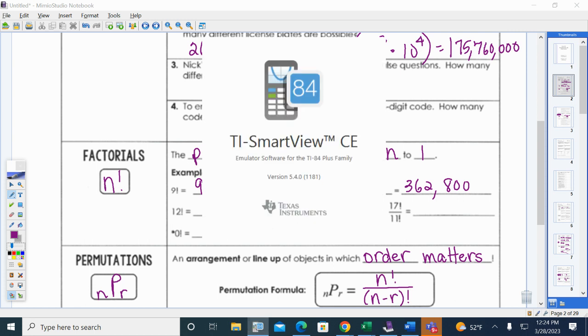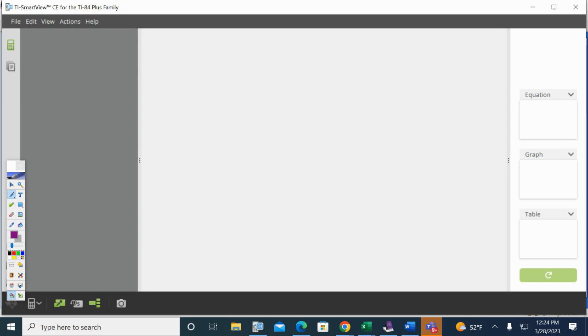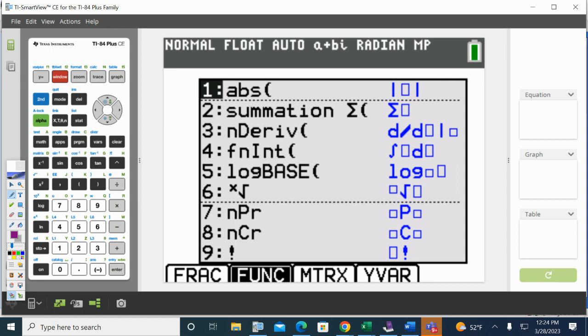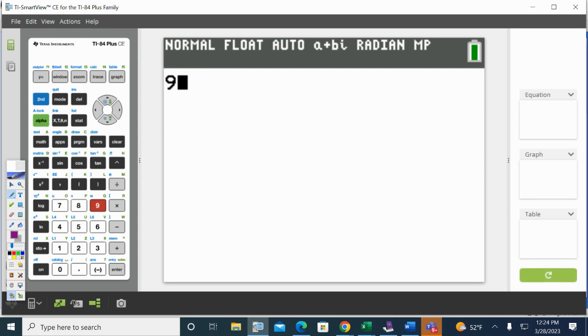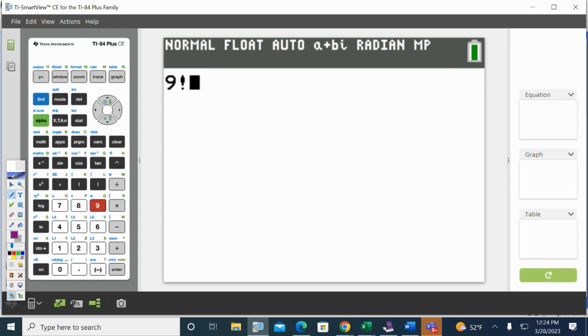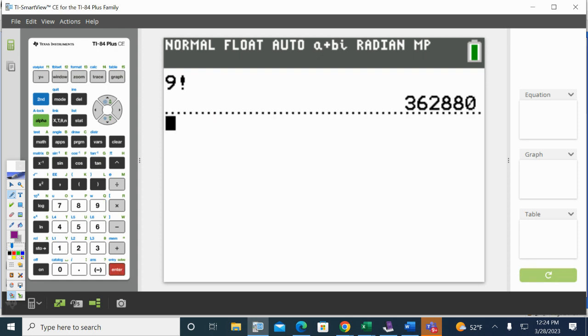So in the calculator, alpha window, once it pops up here, alpha window, I'm pretty sure is where we need to go. Yeah, alpha window down here at the bottom. Number 7, number 8, and number 9 are the statistical parts of this particular menu. Factorial is number 9. So we are going to put in our 9, alpha window, select number 9. There's your exclamation point for the factorial, and it's going to pop out the answer, 362,880.